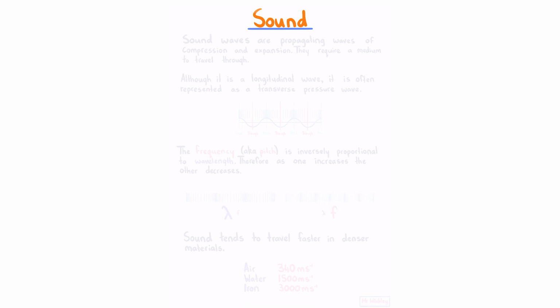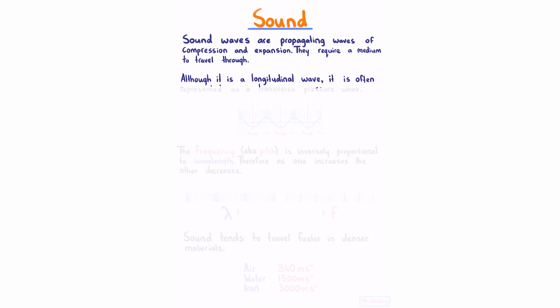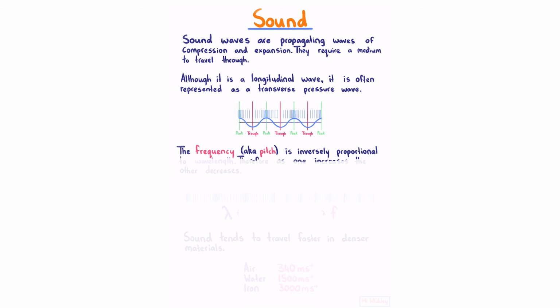Sound. Sound waves are propagating waves of compression and expansion. They require a medium to travel through, since they require something to compress and expand, and although it is a longitudinal wave, it is often represented as a transverse pressure wave. So if we had our wave with our compression, expansion, and so on, we can represent this as a series of peaks and troughs. The frequency, aka the pitch, is inversely proportional to wavelength. Therefore, as one increases, the other decreases.